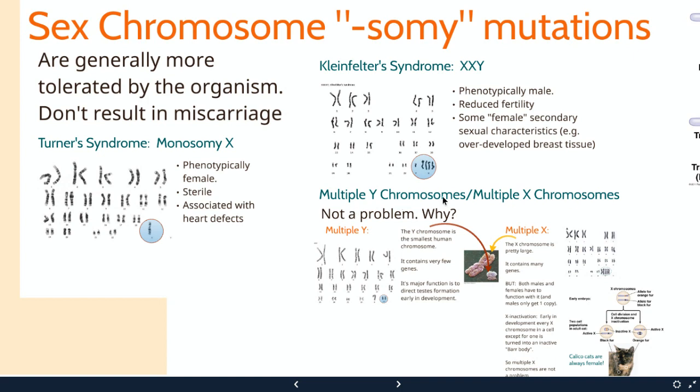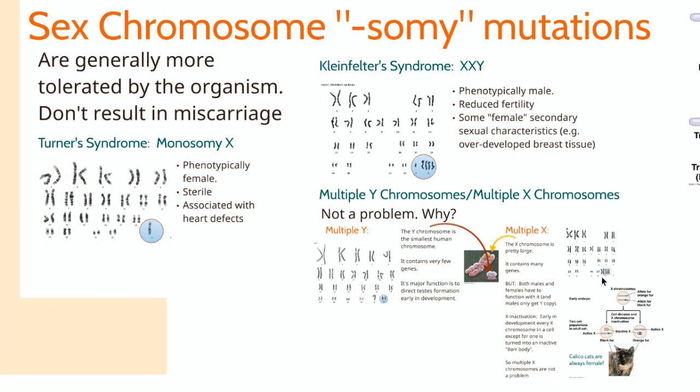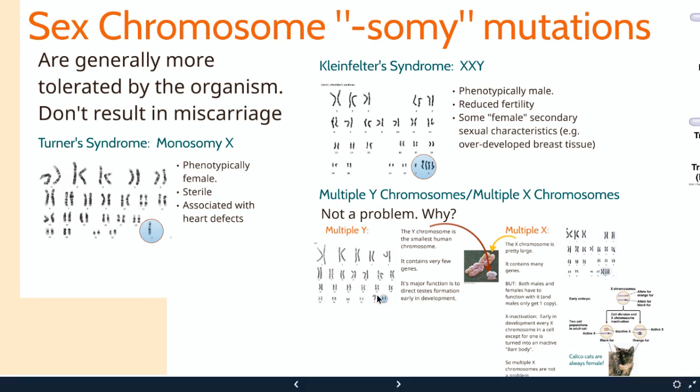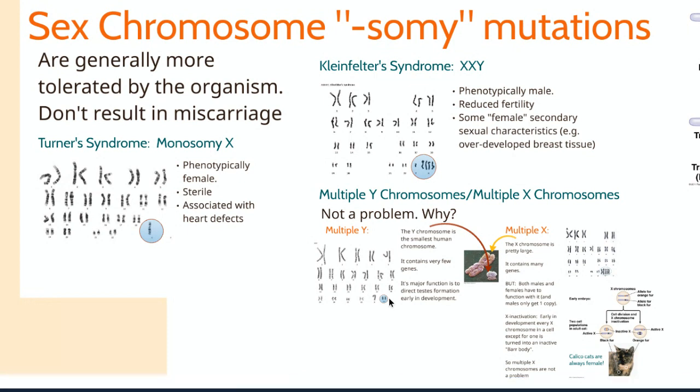Sometimes you have multiple Y chromosomes, multiple X chromosomes. They're not a problem. Why? Well, in this case, you have XXX. You're just having more of what they already are going to have. And here, you have an XYY. It's still going to be male because it's got the Y chromosome.